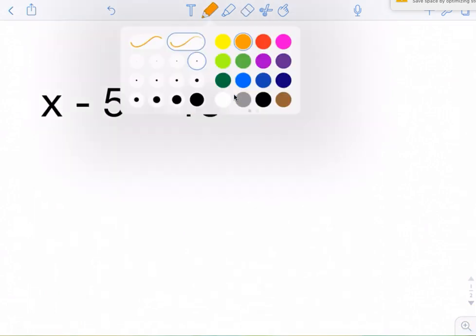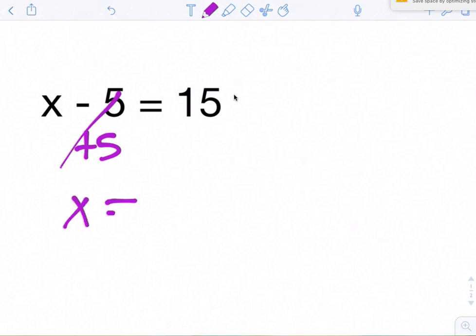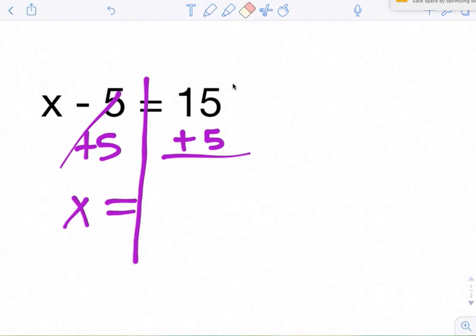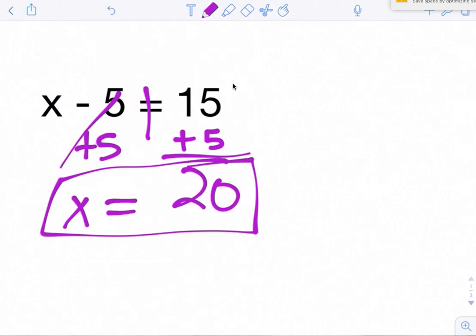So for example, on this one, the easiest thing to do is, because these are two like terms, and this will leave the x alone once we get rid of that 5, we're going to get rid of that 5. In order to make that negative 5 go away, we have to add 5 to it, because negative 5 plus 5 cancels each other out, makes it 0. So now this is just x all by itself. And now we have to add 5 to this side, because whatever we do on one side of the equal sign, we do onto the other. So 15 plus 5 equals 20. And so now we know that x altogether equals 20.